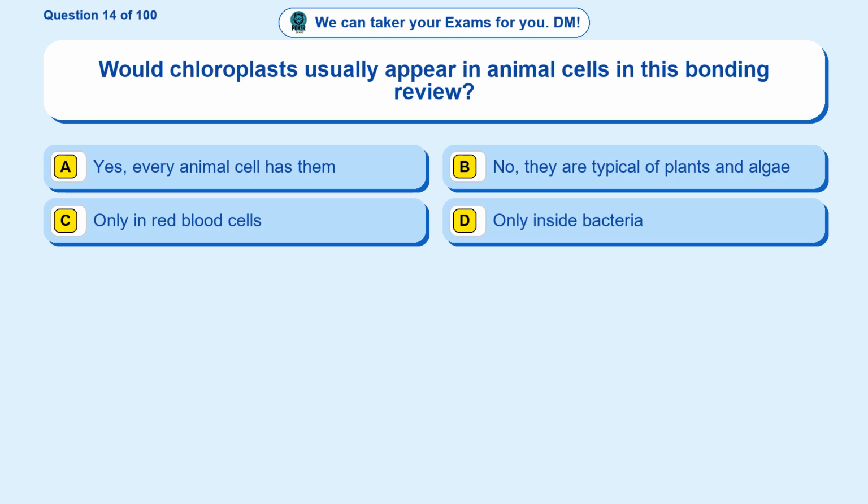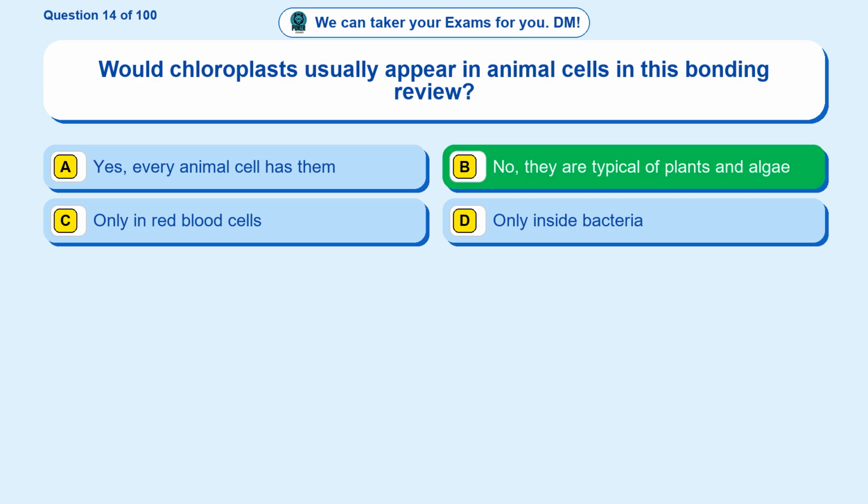Question 14. Would chloroplasts usually appear in animal cells in this bonding review? Option A. Yes, every animal cell has them. Option B. No, they are typical of plants and algae. Option C. Only in red blood cells. Option D. Only inside bacteria.